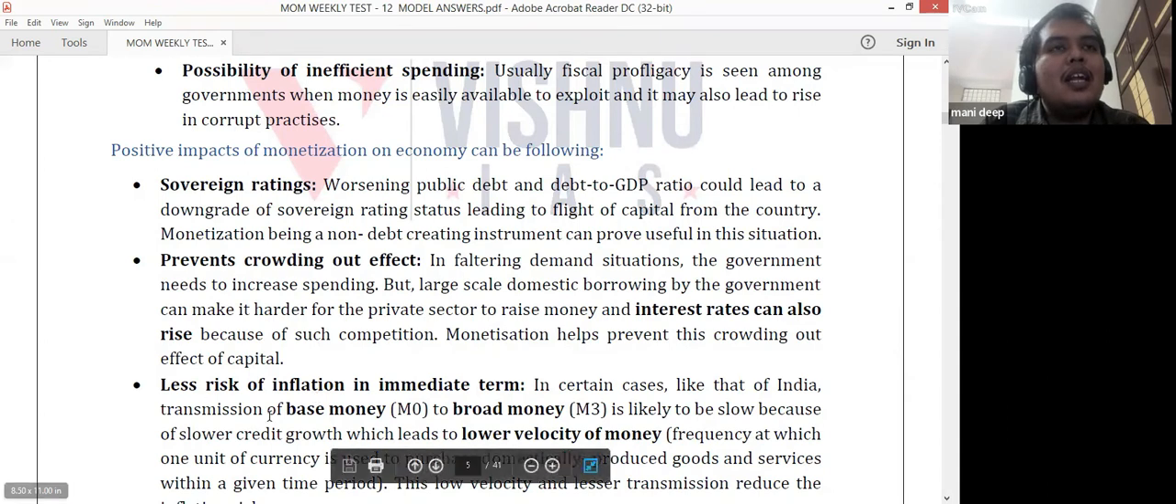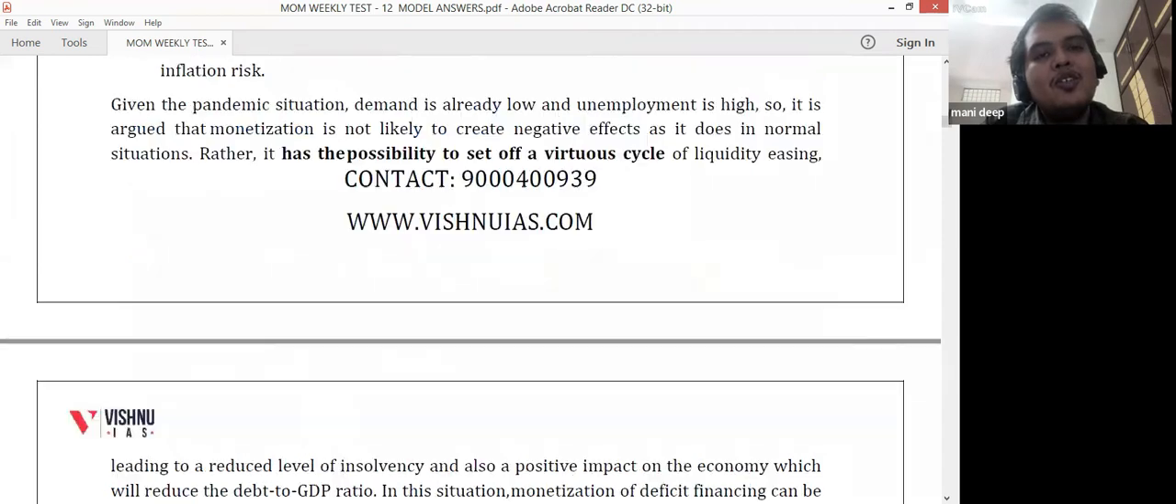Then you can write regarding the crowding in effect, which I have already discussed. Then in the immediate term, there will be a very minimal effect on inflation, but we should see it in the medium and long term also, which will have a huge impact.